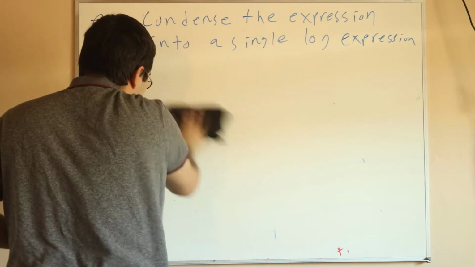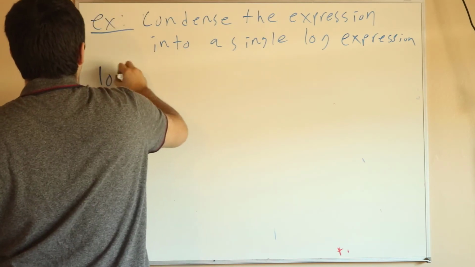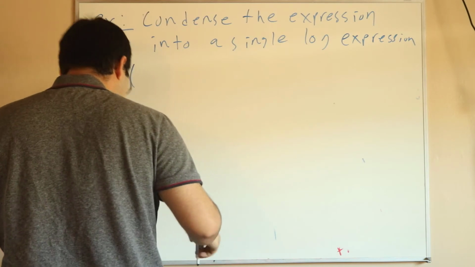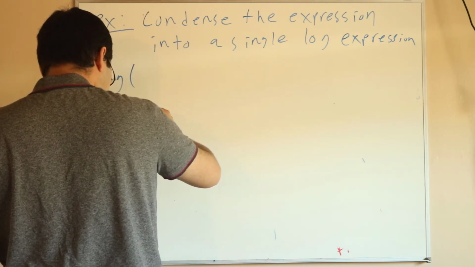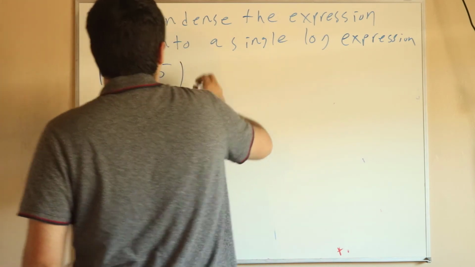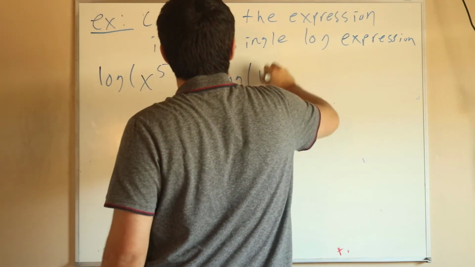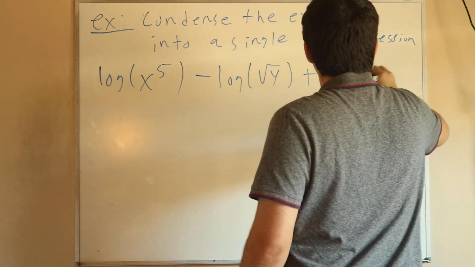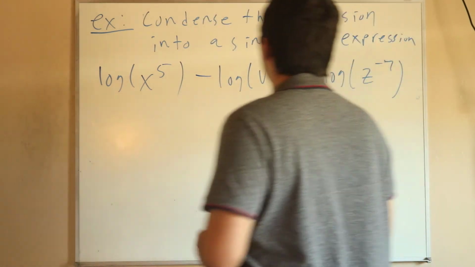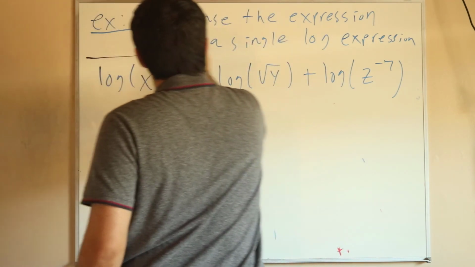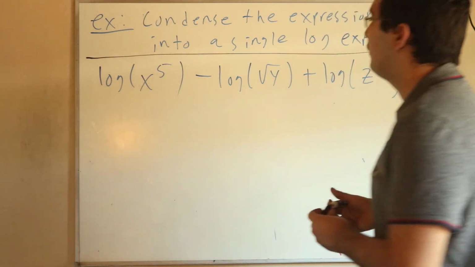Okay, so we are currently looking at log of x to the 5th minus log of square root of y plus log of z to the minus 7th power. Okay? Let me go ahead and cut away those directions. All right, so we're here.